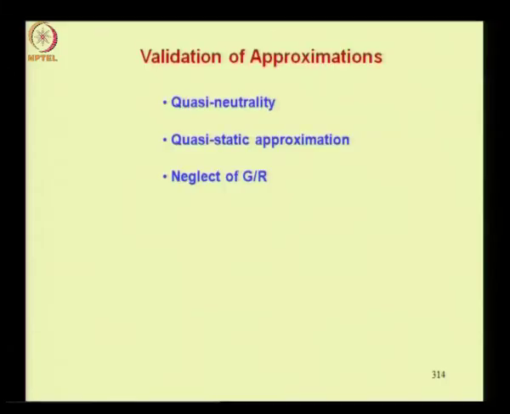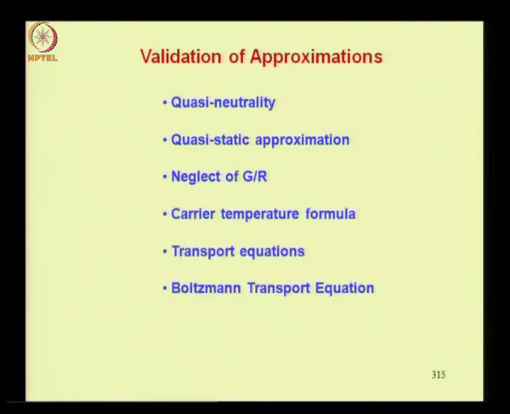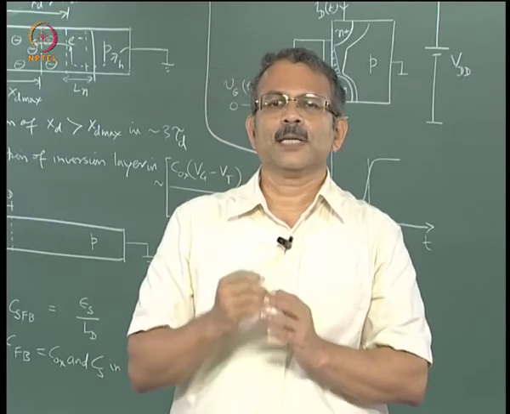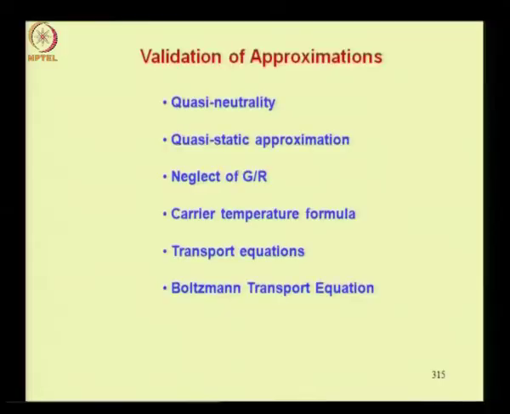Let us come to validation of approximations. A large number of approximations are used in device analysis and modeling: quasi neutrality, quasi-static approximation, neglect of generation recombination. Some of these we have discussed already. Then we use the carrier temperature formula. This carrier temperature formula, if you recall, we had derived using steady state and uniform conditions in the semiconductor, but still the formula is used for even non-uniform and high frequency conditions. So that is the approximation that we are talking about. So how is it valid?